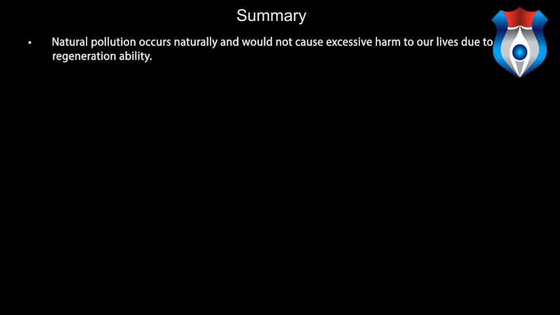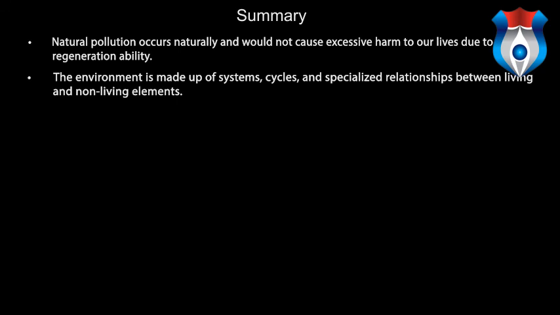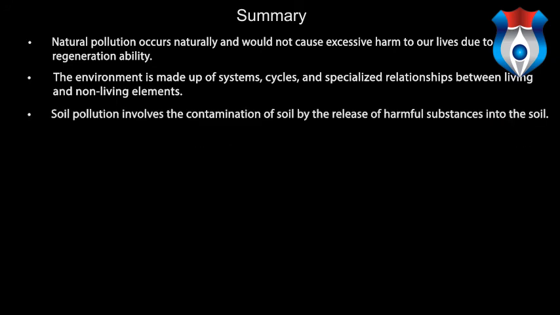Now, in the end, let us summarize what we have learned in this lecture. Natural pollution occurs naturally and would not cause excessive harm to our lives due to its regeneration ability. The environment is made up of systems, cycles, and specialized relationships between living and non-living elements. Soil pollution involves the contamination of soil by the release of harmful substances into the soil.